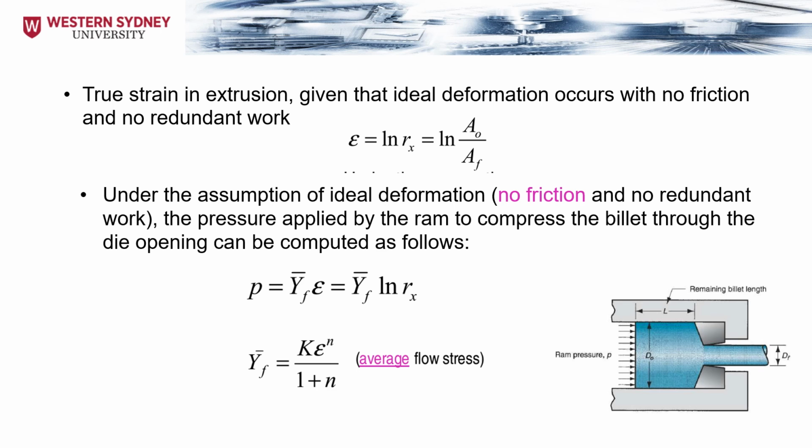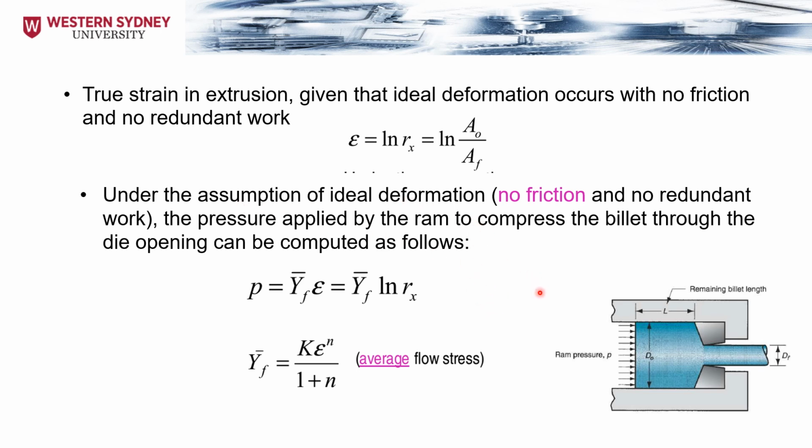The true strain in the extrusion, given that the ideal deformation occurs with no friction and no redundant work is going to happen, is going to be equal to the ln of Rx, or the ln of AO divided by AF.